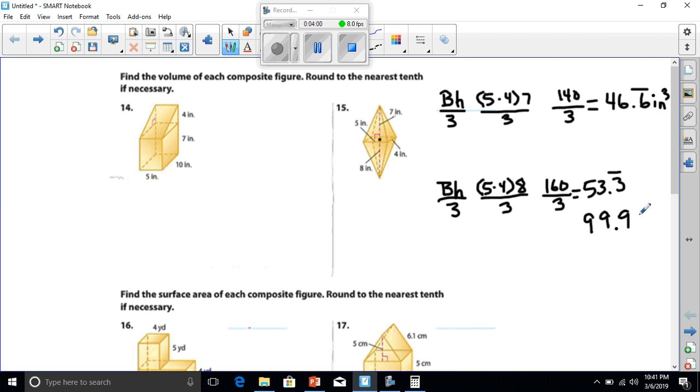Going to the nearest tenth, it says, sorry. Remember, this is going to be 6 repeating, 3 repeating. So if this is 9 repeating, then that'd be a 9. And if I rounded this up to the nearest tenth, I'd realize that's going to be a 0. So if that's a 0, this is going to be 10. I'd have to carry 1 over here as well. So my answer is really going to be 100 inches cubed. Okay, and that's my answer for number 15.